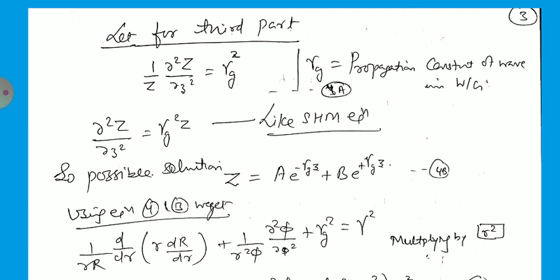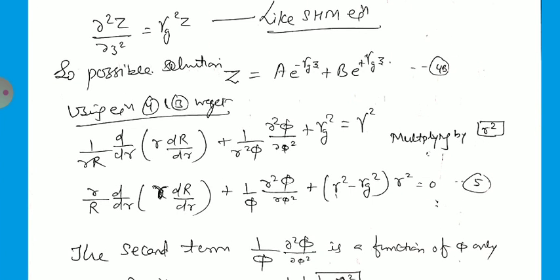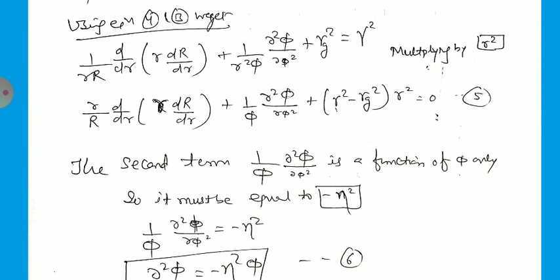So substituting the value in the above equation, equation third, we obtain the remaining parts. 1 by small r capital R d by dr r dr by dr plus 1 by r square phi del square phi by del phi square plus gamma g square equal to gamma. Now multiplying by r square on both sides, we obtain r by capital R d by dr r dr by dr plus 1 by phi del square phi by del phi square plus gamma square minus gamma g square multiplied by r square equal to 0. Be careful about the two symbols r square and gamma square, because both are symbols of the same form. So please take care about it.